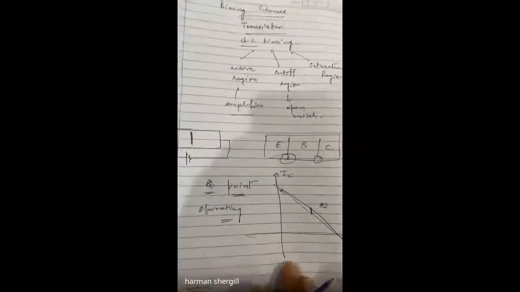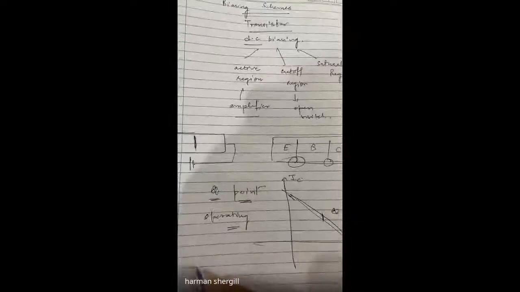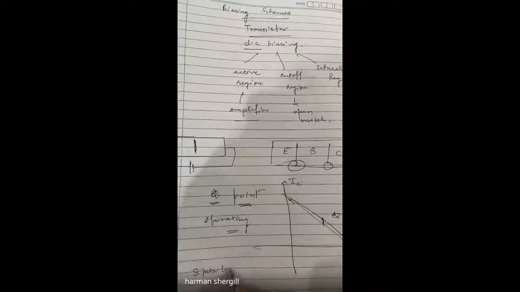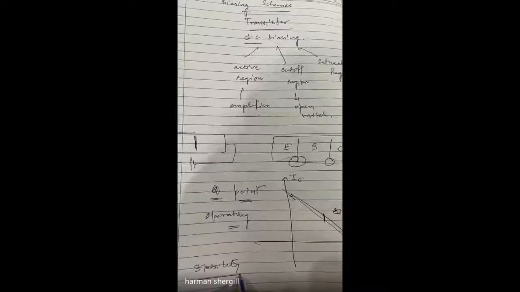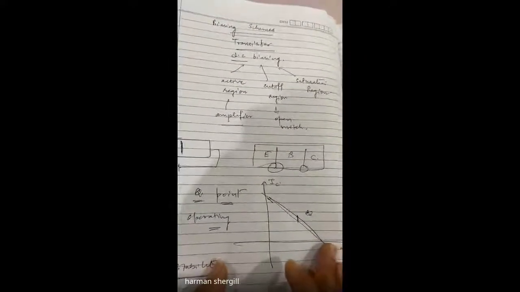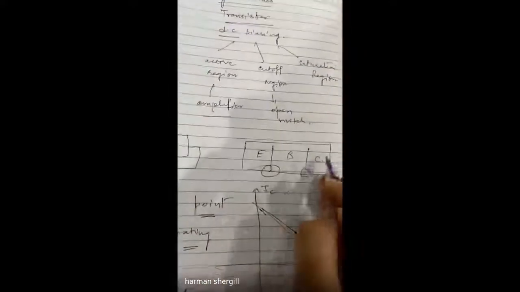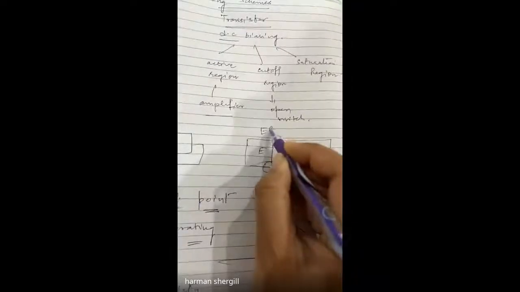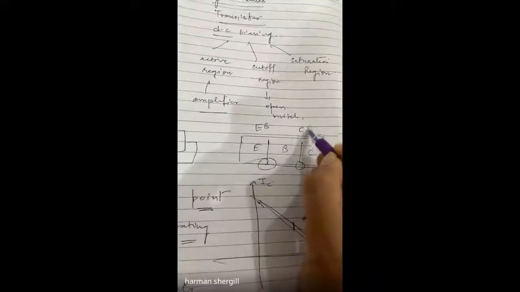Then we have a stability factor. We will also discuss this thing. Stability factor should be as low as possible. And then, as I have told you, we have two junctions. So this is your emitter base junction, and this is your collector base junction.